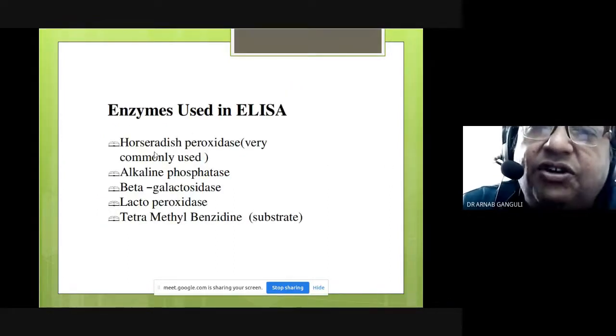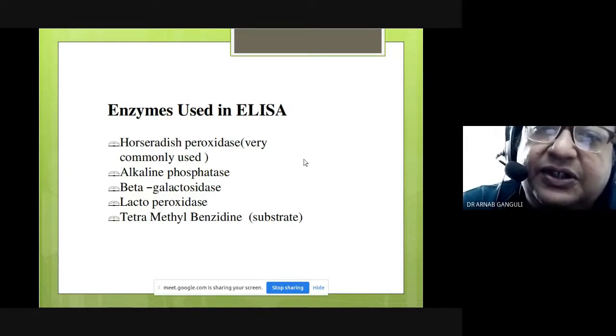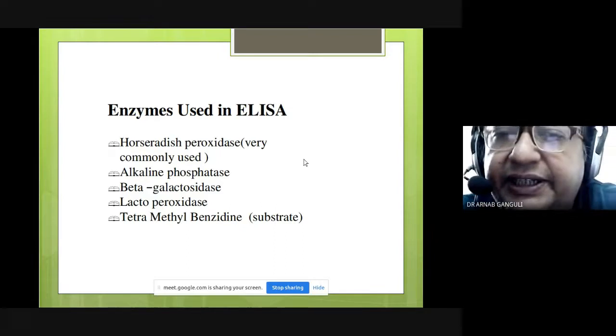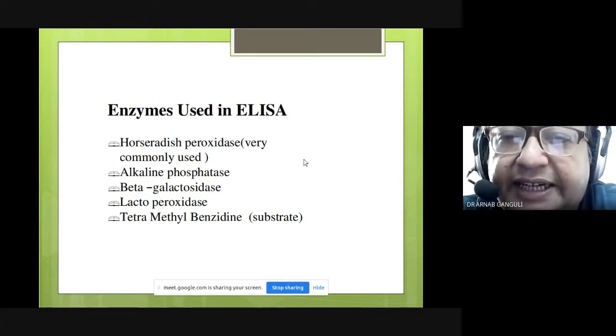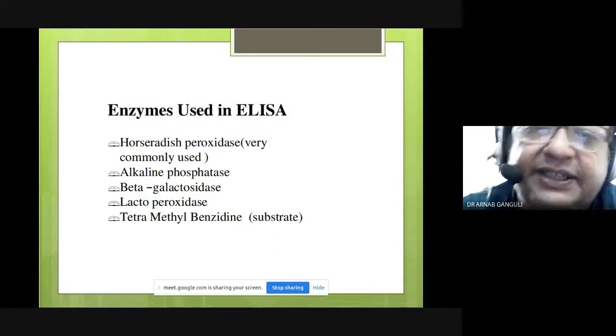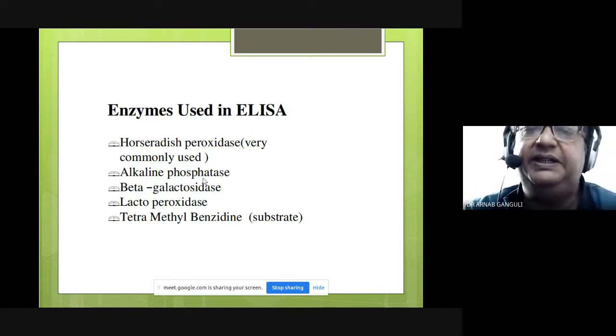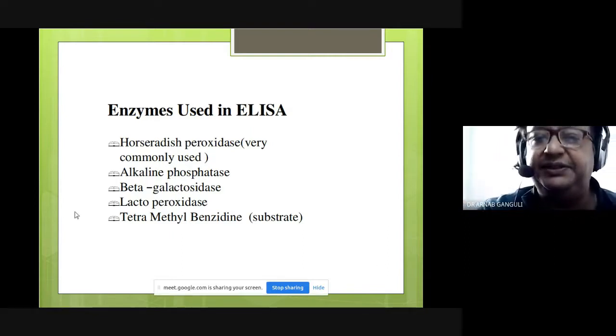Enzymes which are used are horseradish peroxidase, very commonly used. If you add a substrate, horseradish peroxidase will emit light. They also use alkaline phosphatase and beta galactosidase. These are all the enzymes which are used.